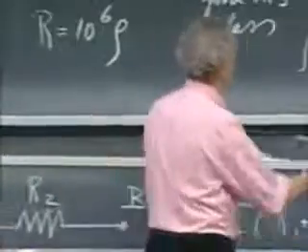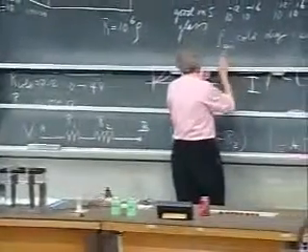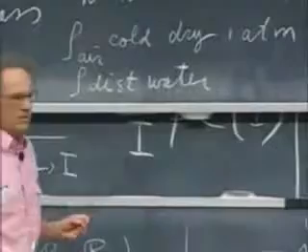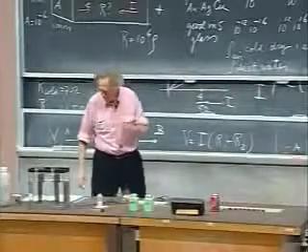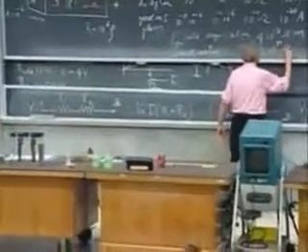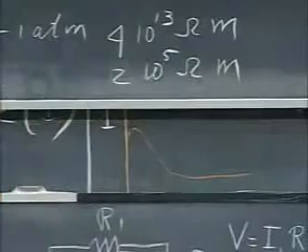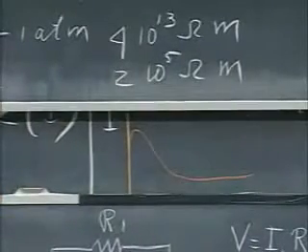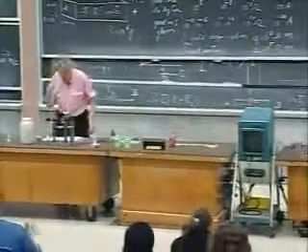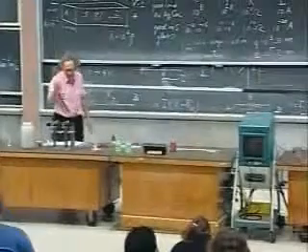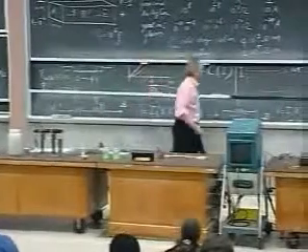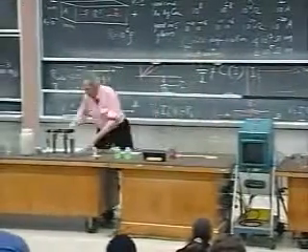And I would like to give you the number for water. So this is distilled water. That is about 2 times 10 to the 5th ohmmeters. That is the resistivity. 2 times 10 to the 5 ohmmeters. I have here a bucket of distilled water. I'll make a drawing for you on the blackboard there.